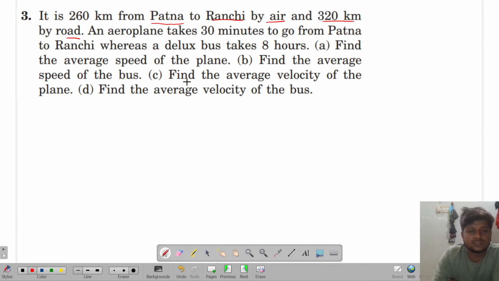Find the average speed of the bus. Find the average velocity of the plane. Find the average velocity of the bus. Do it fast, everyone.